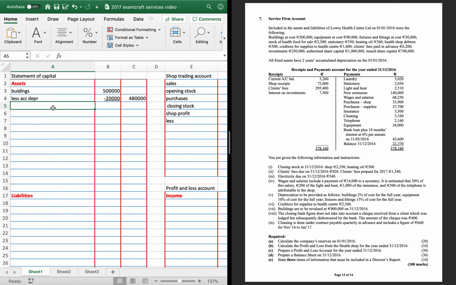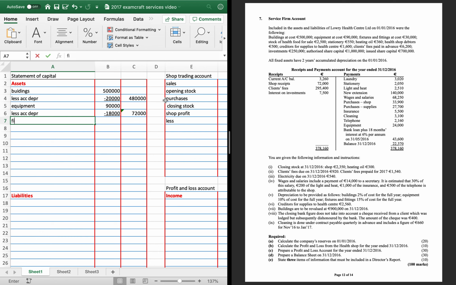Next one is equipment. Same process. So we know equipment is a fixed asset, 90,000, and all fixed assets have 2 years accumulated depreciation. So we'll go down to the bottom and we'll see that the equipment is 10% of cost for the full year. So it's 10% of 90,000 by 2 years. So that'd be 18,000. So 90 minus 18 is 72.